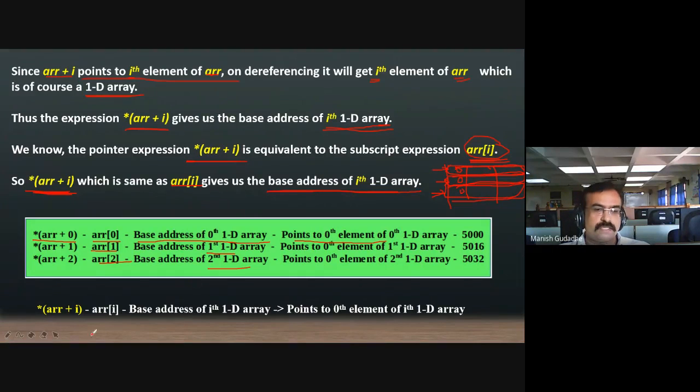To generalize, *(ARR + i) will be equal to ARR[i], which is the base address of the ith 1D array, which is the zeroth element of the ith 1D array. Zeroth element of what 1D array? Fine. Shall we proceed?